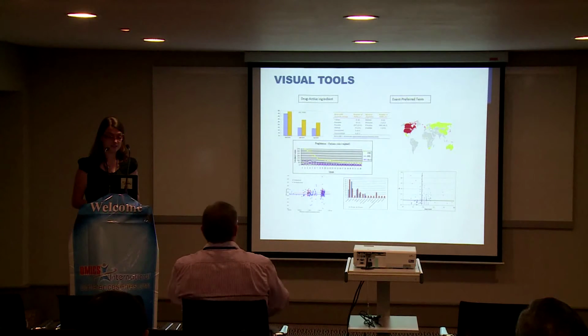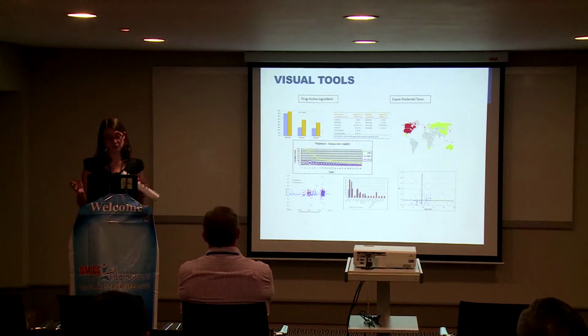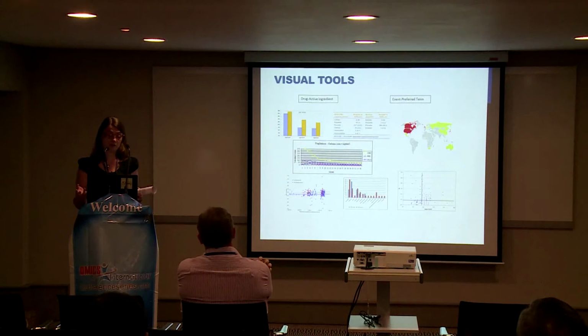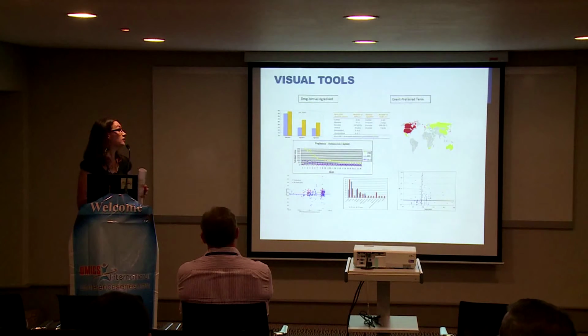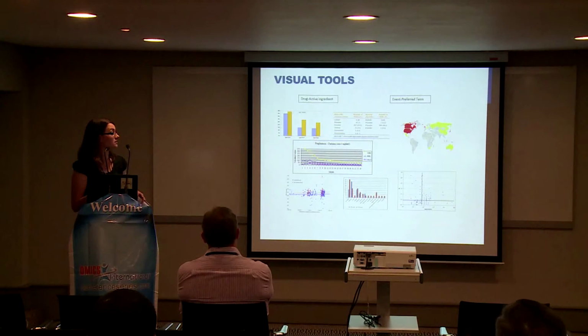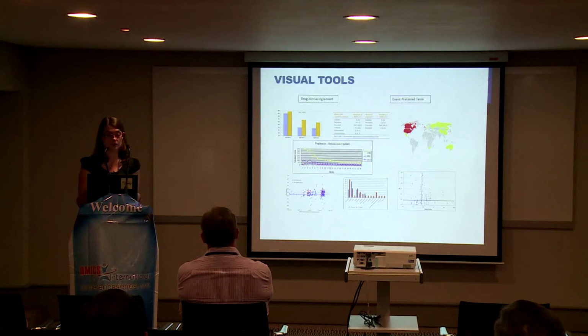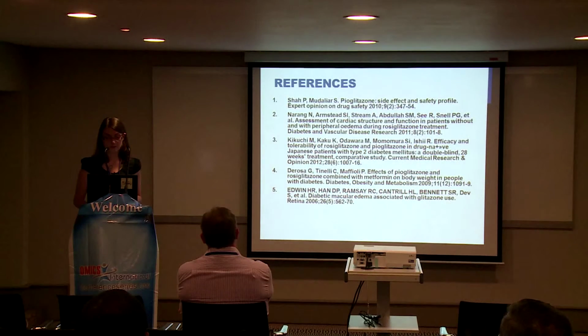But the idea was to use this weighting together with your disproportionality calculations, whether they be PRR or other, and have a dashboard so you could filter by your active ingredient and the preferred term. These are just examples, tables that I've pulled from the internet, but the idea would be that you could see everything in one place and make your decision and further evaluation based on this dashboard. Just an idea stage at the minute. So that's it. Are there any questions or comments?